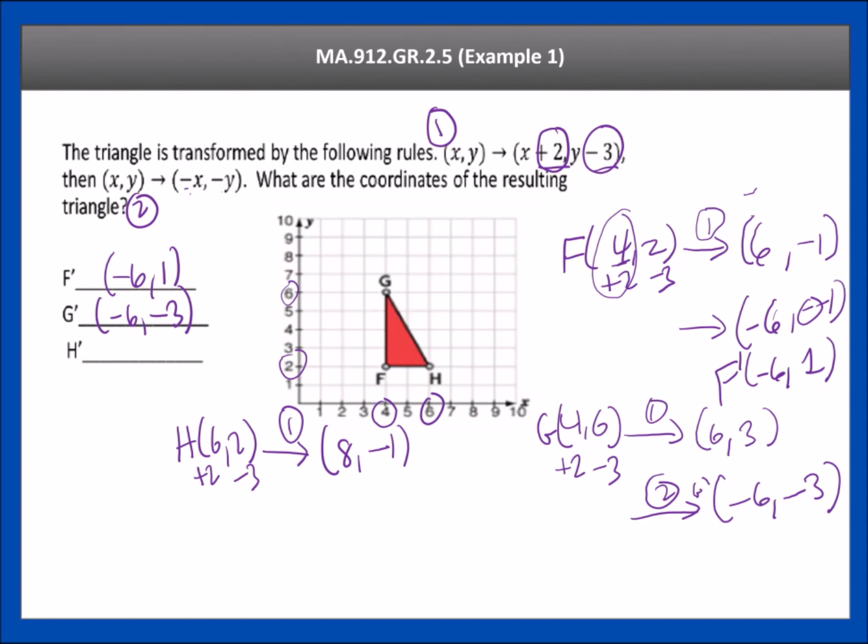And then for h, we got 6 plus 2 is 8, and then 2 minus 3 is -1. And then if I do the second transformation, I'm going to put negatives in front of both of these. Well, that's going to make it into -8. That's going to turn this into a double negative, which is positive. So it's going to be -8, 1. And then we can, of course, graph this, but I'm not going to graph it. But you can graph it and see that it's the transformed triangle.